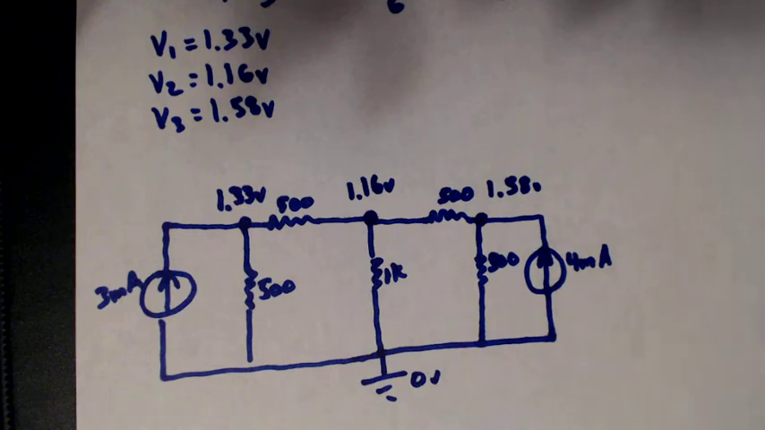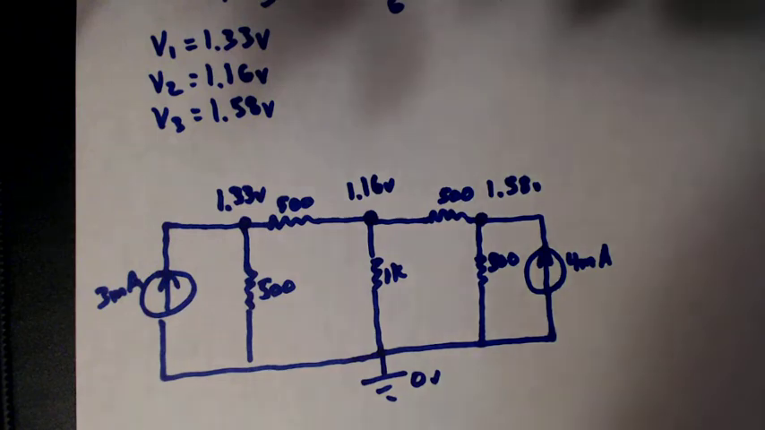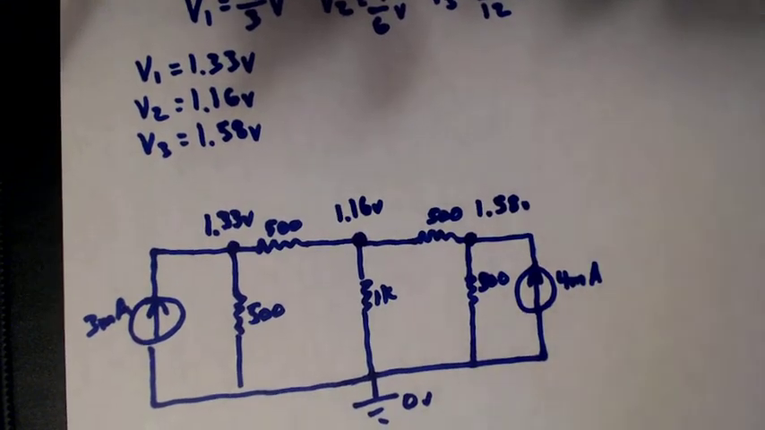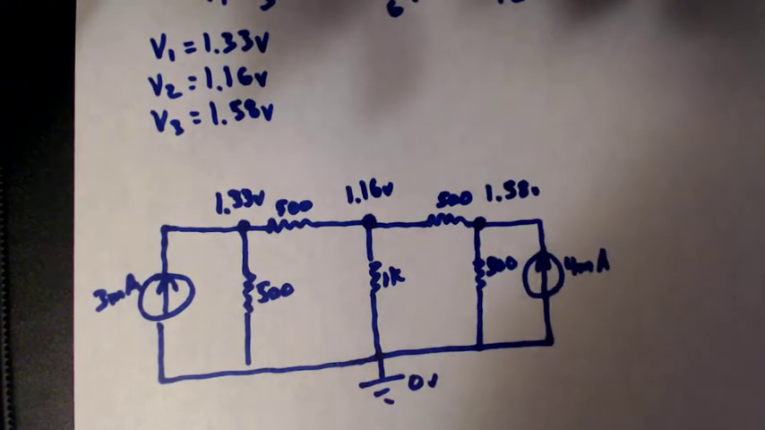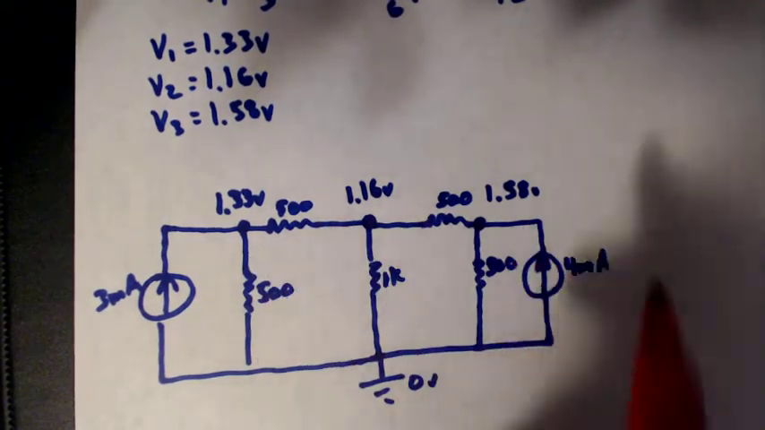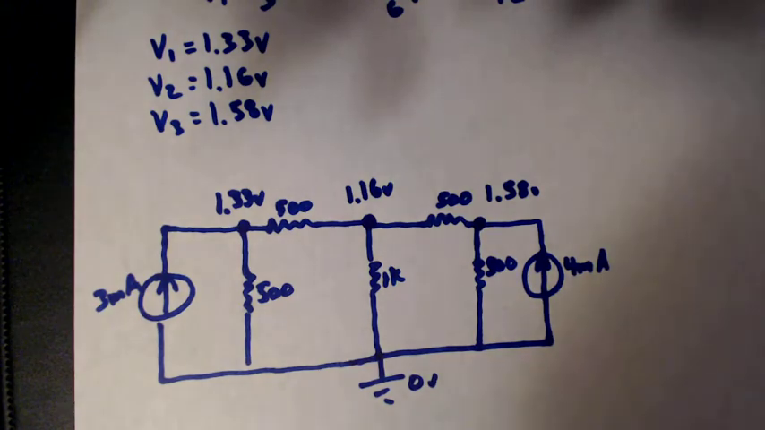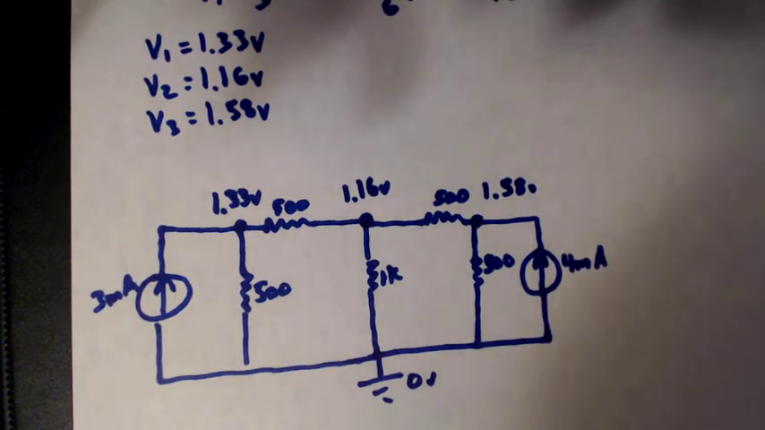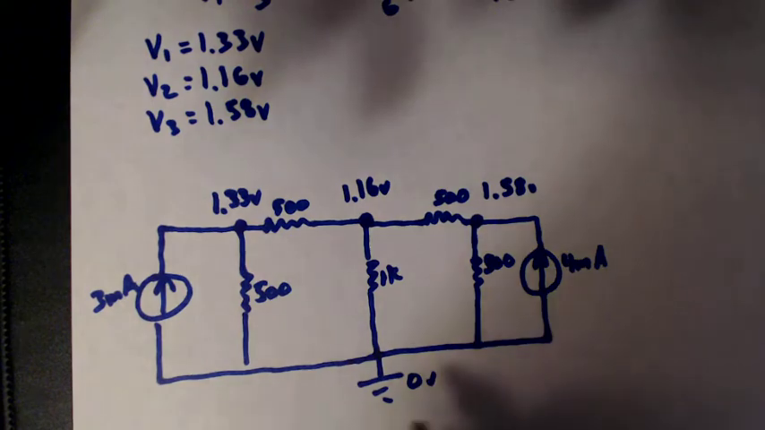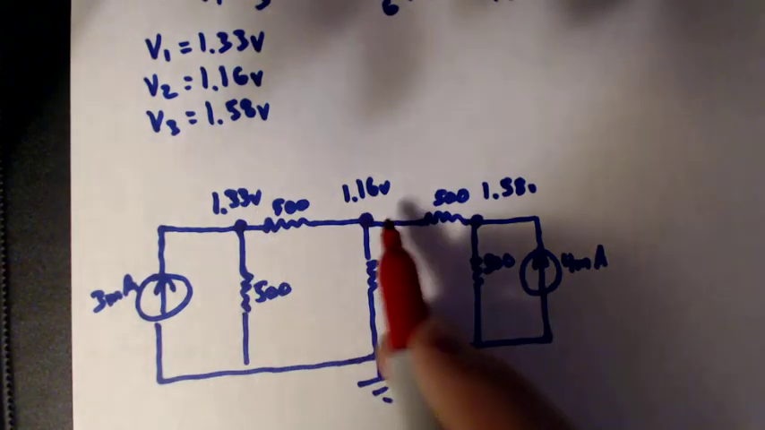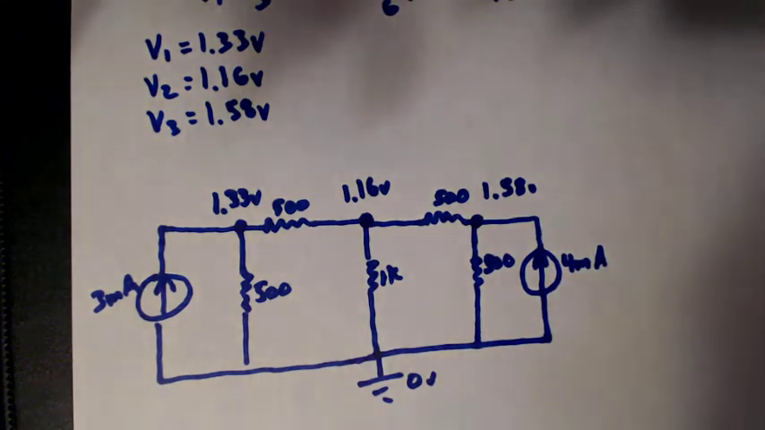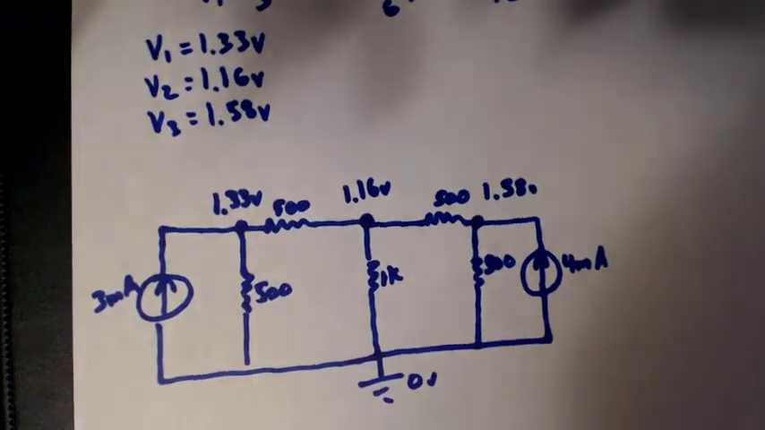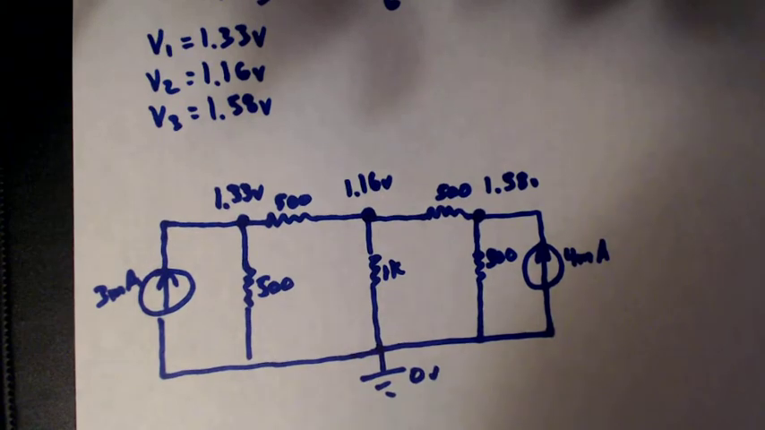Once we're here, we actually already know everything about this circuit. Once we have these voltages, let's go ahead and answer a couple of questions here. If I want to know everything there is to know about a circuit, that means I want to know what the voltages at every point are. Well, I already have that: 0, 1.33, 1.16, and 1.58. But I also want to know my currents. Well, look at how I can arrive at my currents now.